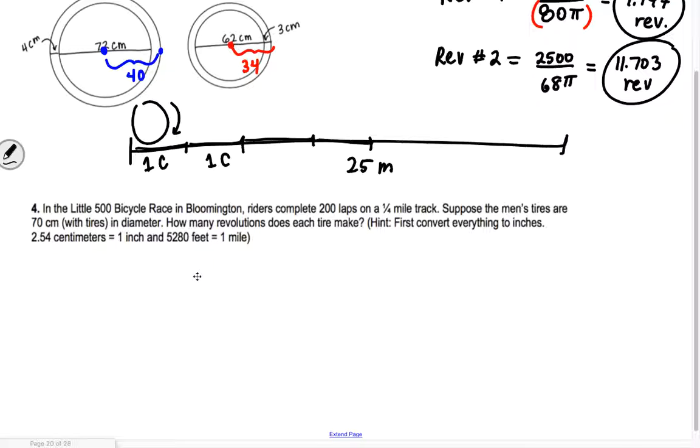So this is a tricky problem because we have miles and then we have centimeters, and we would need to change everything into inches. They'd all need to be the same units. Do you guys know how to do conversions? Have you done this in science class yet?